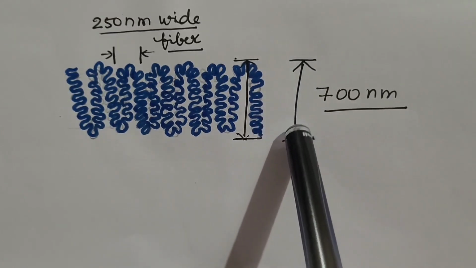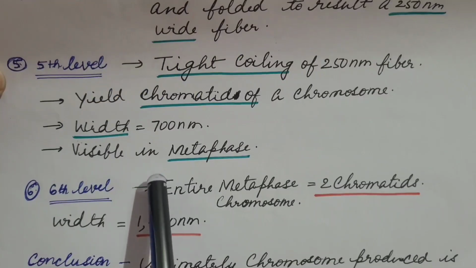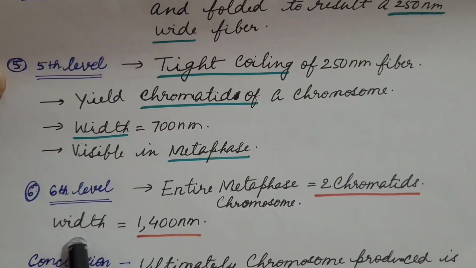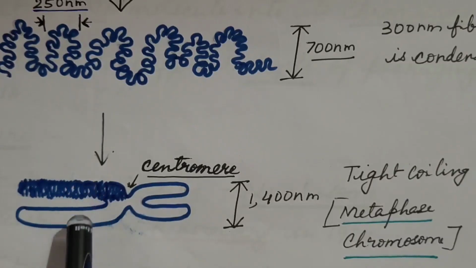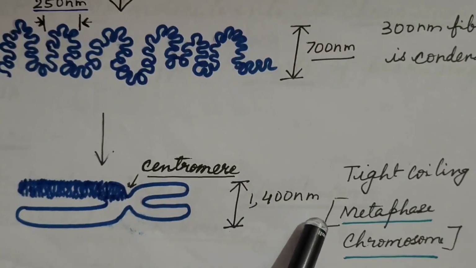Width of this chromatid is 700 nanometer. Also, the entire metaphase chromosome has two chromatids. So the total width is 1400 nanometer. This is sixth level of organization. Chromosome visible in metaphase, or the metaphase chromosome, has two chromatids. Hence, total width is 1400 nanometer. This is the last level of organization of DNA into chromosome.